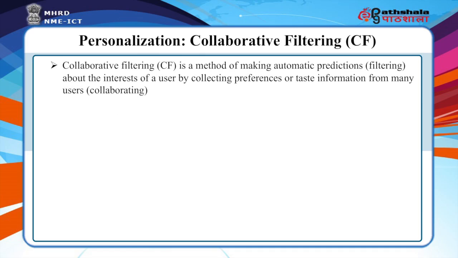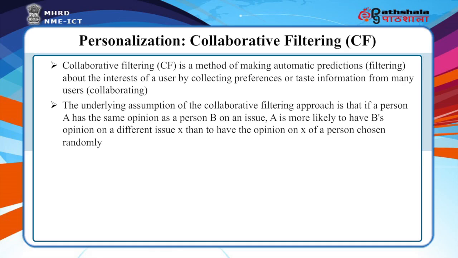Collaborative filtering, CF, is a method of making automatic predictions, that is, filtering about the interests of a user by collecting preferences or taste information from many users. The underlying assumption of the collaborative filtering approach is that if a person A has the same opinion as a person B on an issue, A is more likely to have B's opinion on a different issue X than to have the opinion on X of a person chosen randomly.